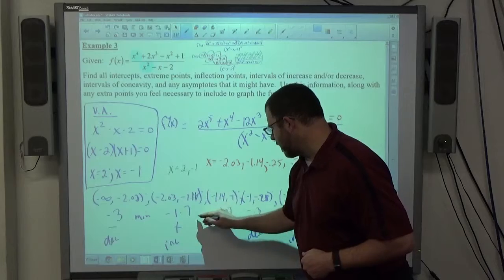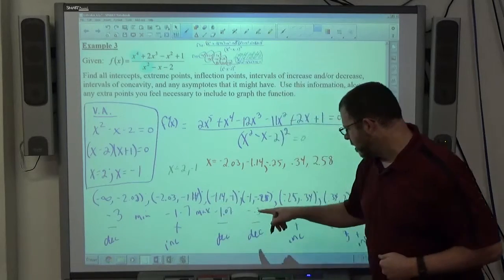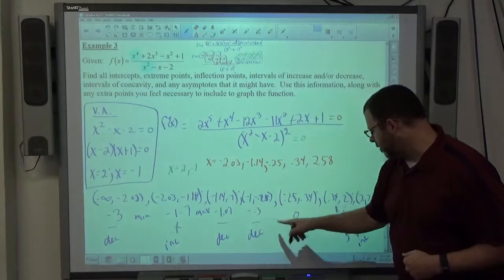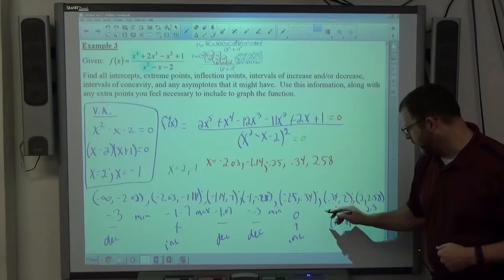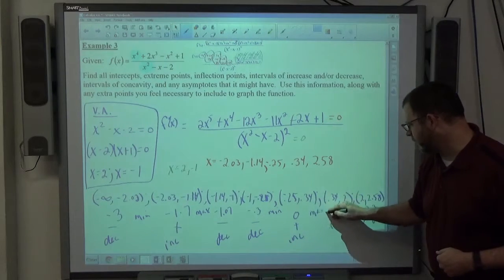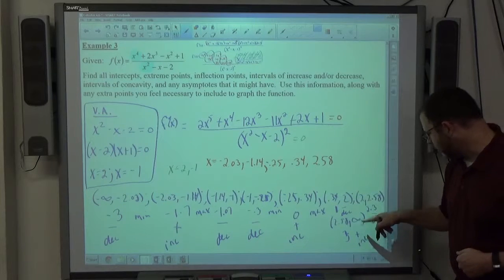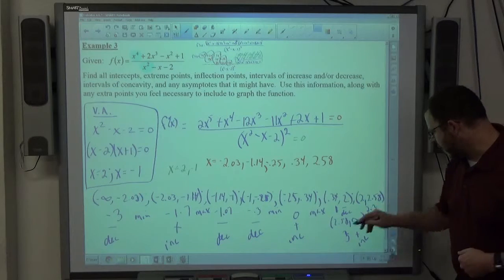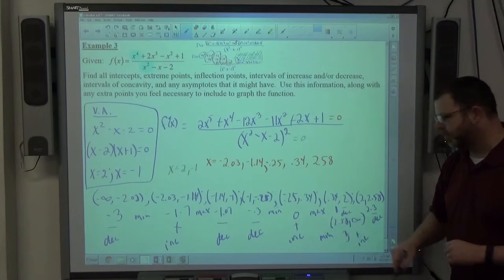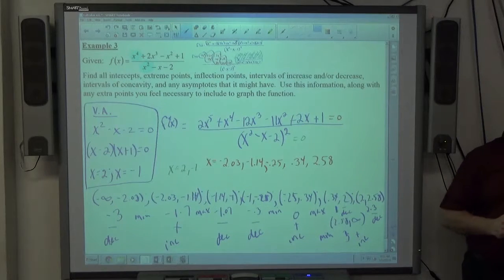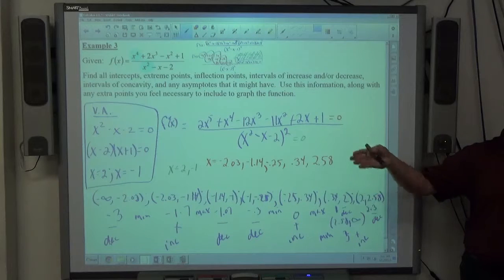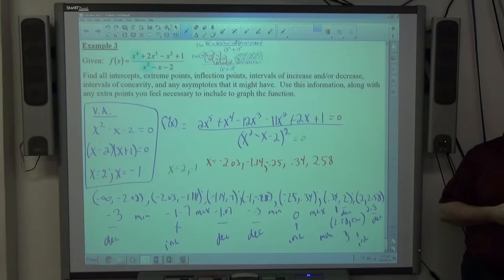Decrease to increase, not at an asymptote, minimum. Increase to decrease, not at an asymptote, maximum. Decrease to decrease, decrease to increase, not at an asymptote, minimum. Increase to decrease, not at an asymptote, maximum. Asymptote doesn't matter. Decrease to increase, not at an asymptote, minimum. We got a whole bunch of points. And again, we still have our asymptotes, so that allows us to pick some points also. So we're getting a lot of information out of this one with the calculus.